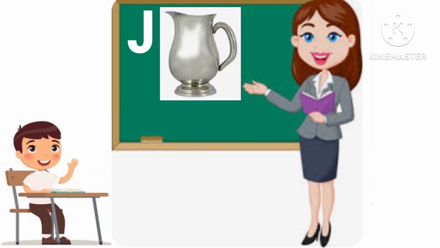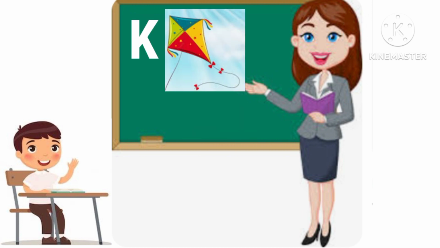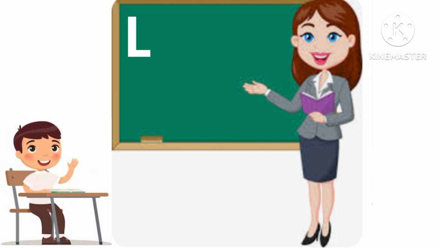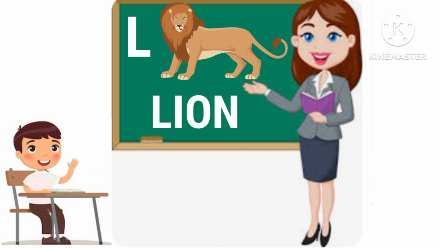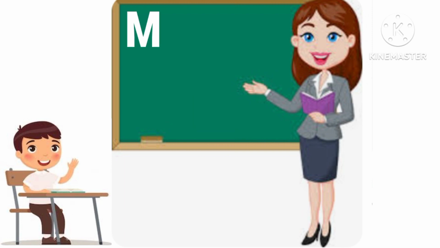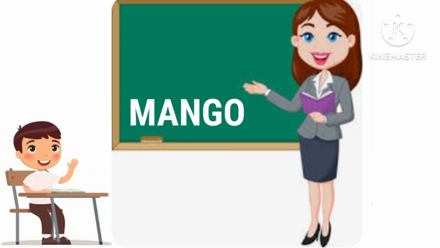J for jug. J for jug. K for kite. K for kite. L for loin. L for loin. M for mango. M for mango.